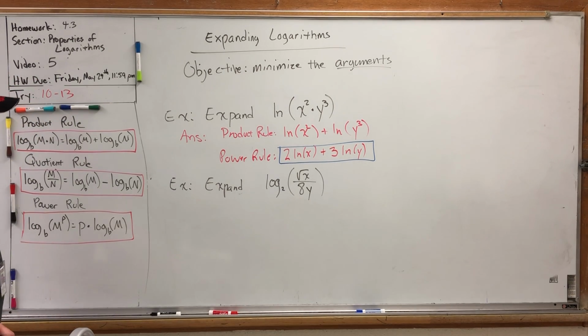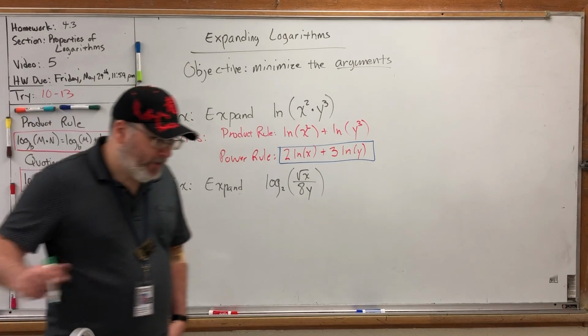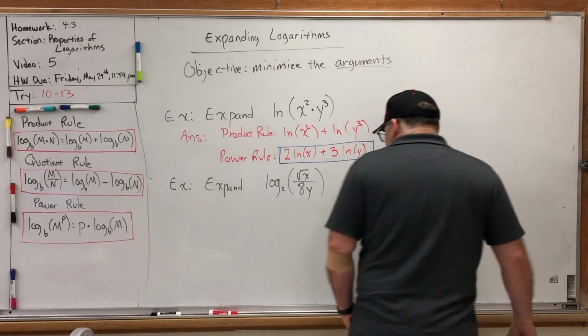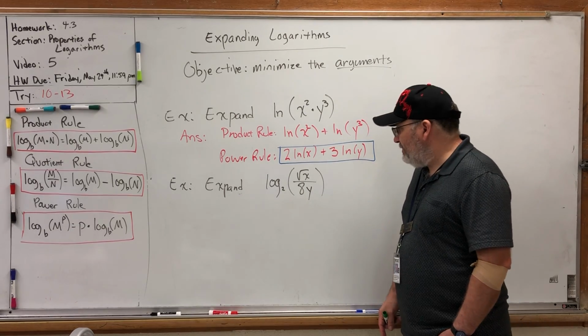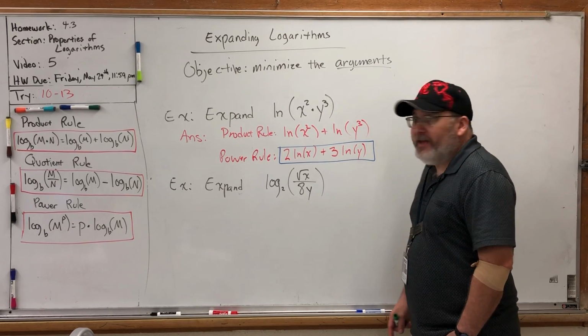What about the second one? Expand log base 2 of the square root of x over 8y. Should we use the product rule, the quotient rule, or the power rule? Well, does it contain a product? It does. 8 times y is a product. Does it contain a quotient? It does. The fraction. Does it contain a power? It does.